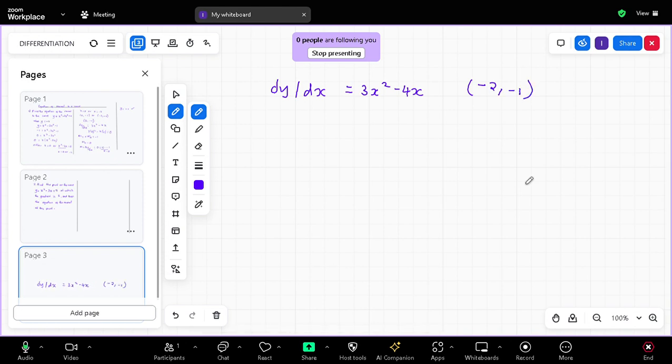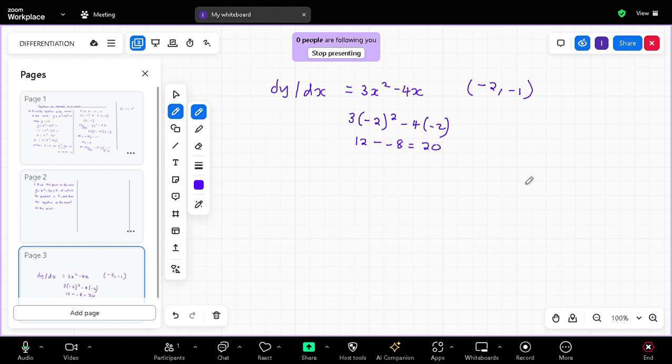So the gradient now becomes 3 times (-2) squared, minus 4 times (-2). So this is 4 times 3, that is 12, minus 4 times -2 is minus -8, so this one is giving me 20. Now the gradient of this one is the gradient of the tangent.